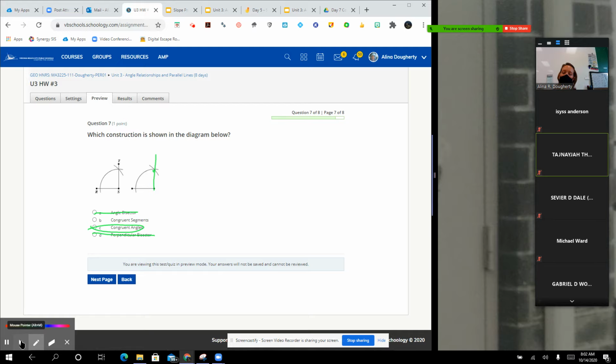I have more stuff planned for us for constructions on Friday. So by Friday, we should be at least a little bit more familiar with this. Let's go to question 8.